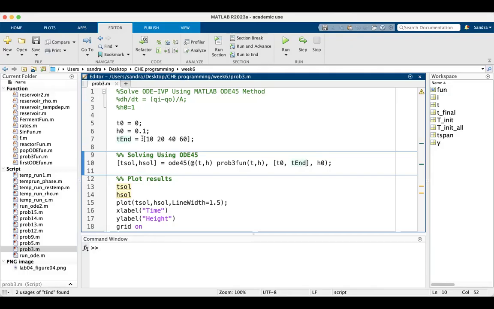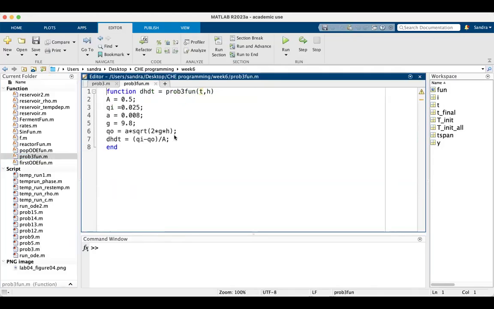So basically your t is 10, 20, 40, 60, and the vector that you give is t0 to tn. So this will have 0, 10, 20, 40, 60. Like that you can give your t span. And h0 is your initial condition: at t equal to 0, h0 is equal to 0.1. And this is your ODE equation. So let's look at the ODE equation, that is the prop 3 function. Just a second.